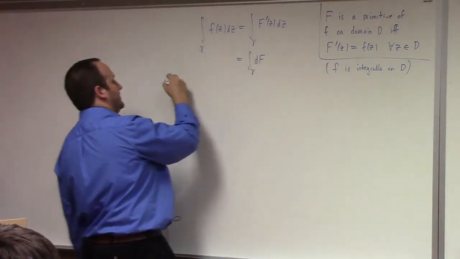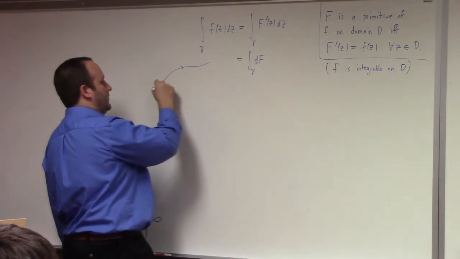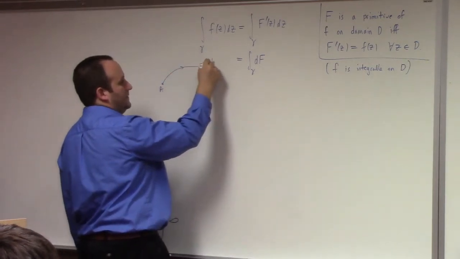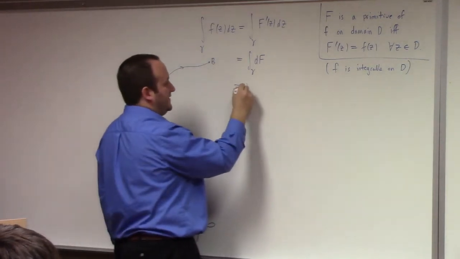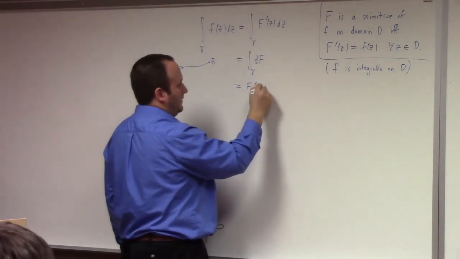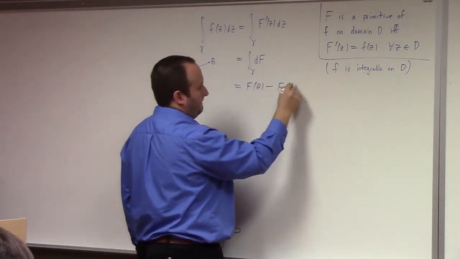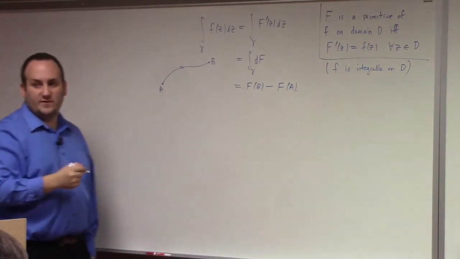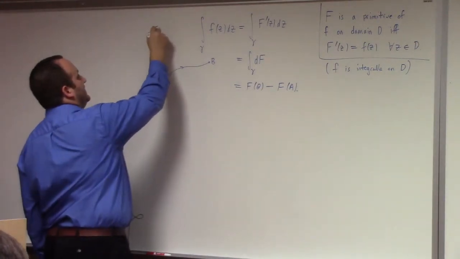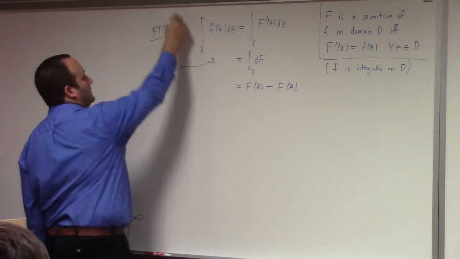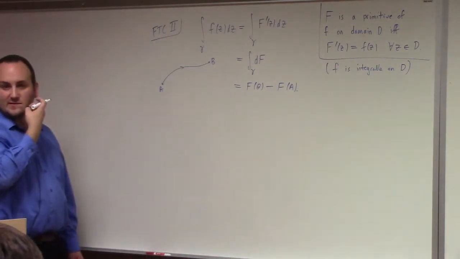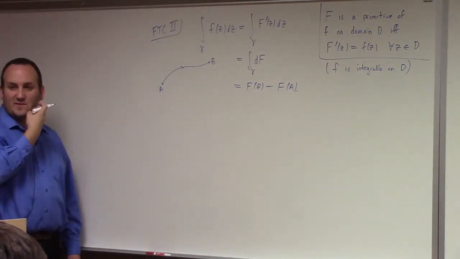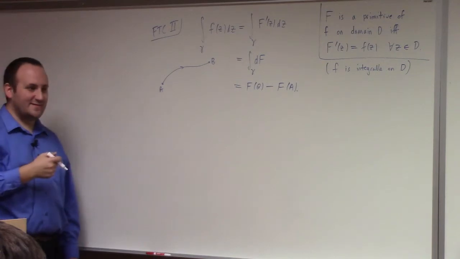And so if gamma is a curve from point A to point B, then of course this is just f of b minus f of a. So I would call this FTC2 for complex analysis. If you have an integrable function, there you go.